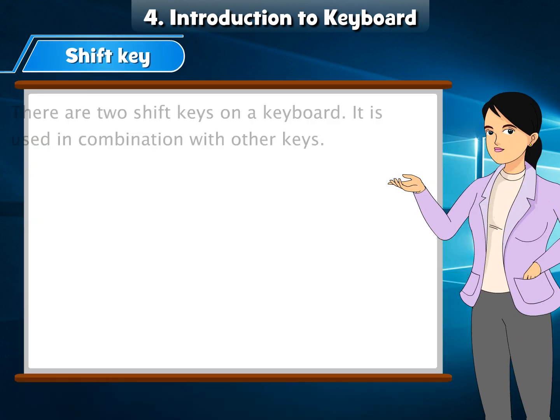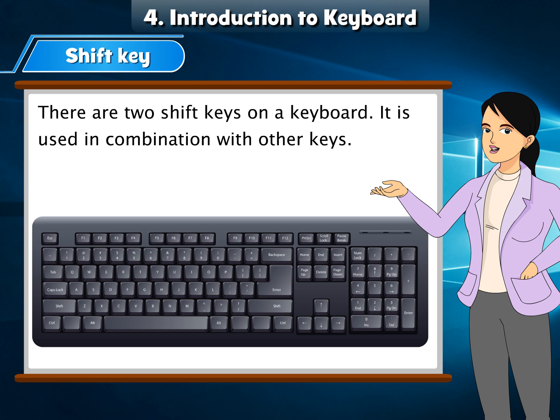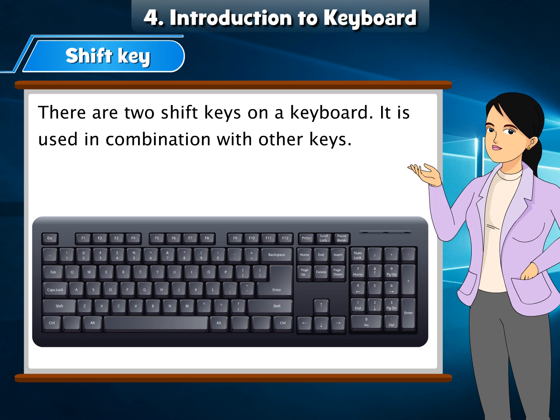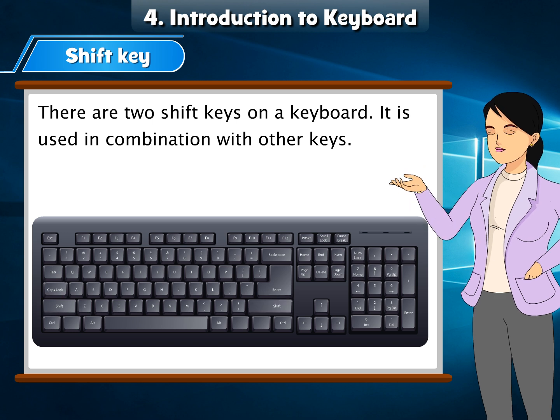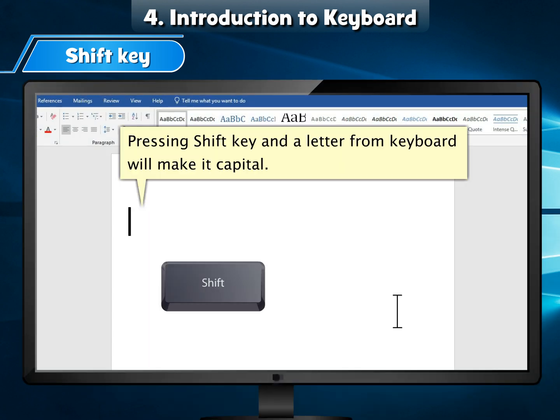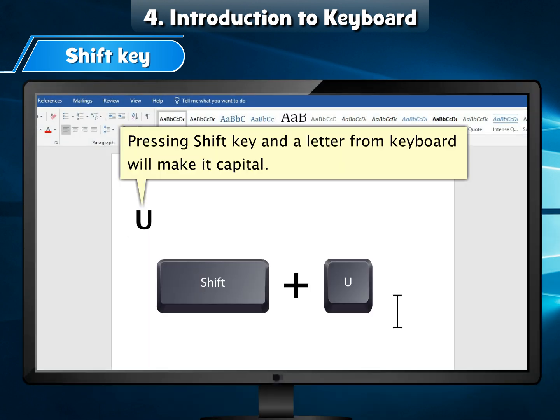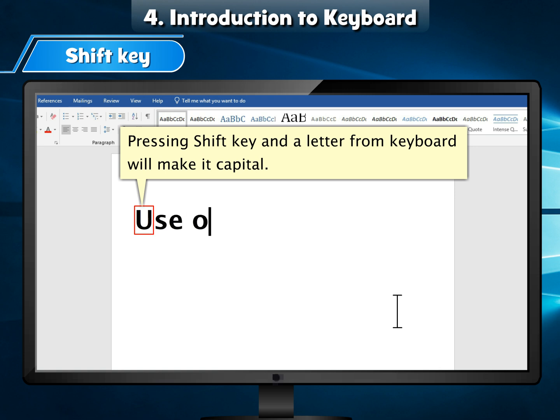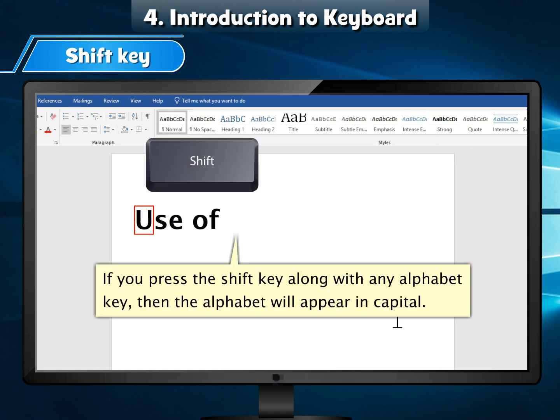Shift key. There are 2 shift keys on a keyboard. It is used in combination with other keys. Pressing shift key and a letter from the keyboard will make it capital. If you press the shift key along with any alphabet key, then the alphabet will appear in capital.